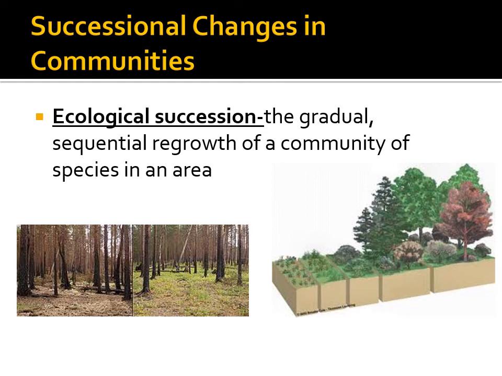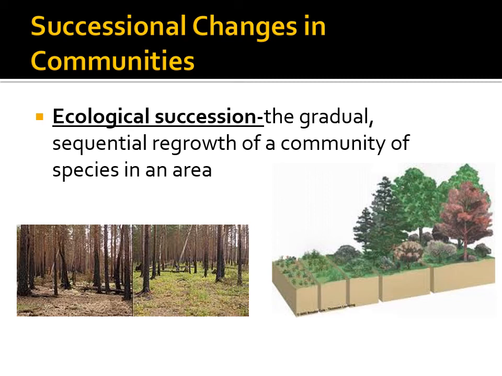Now, we usually see a pattern of changes take place in most communities. This is referred to as ecological succession. This is the gradual, sequential regrowth of a community of species in an area. So let's say something really bad happens to a forest. Let's say that a forest fire rips through it and destroys everything, sort of like we've seen with the big forest fires recently. You're going to start out with mainly just bare soil, all the burnt remains of that ecosystem that was once there. But over time, we'll start to see it start to repair itself, start to come back.